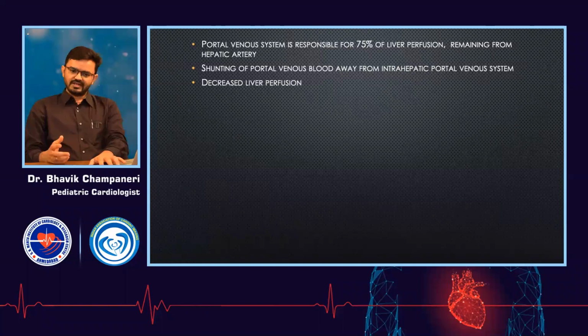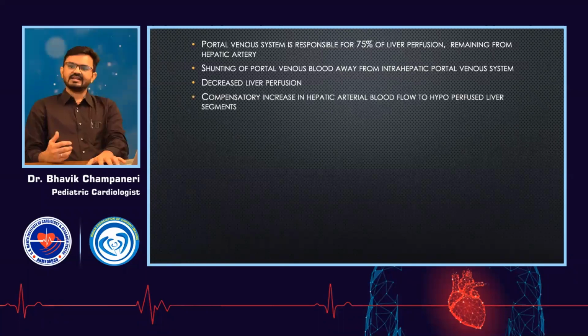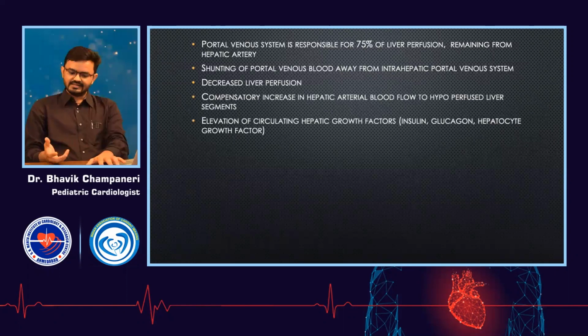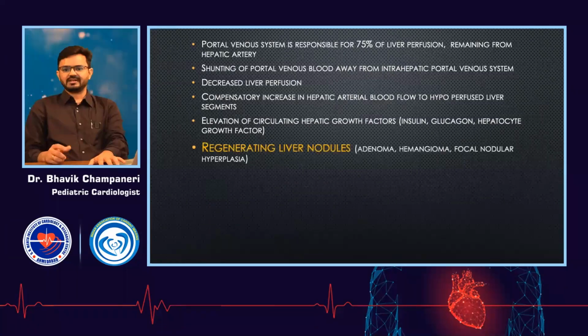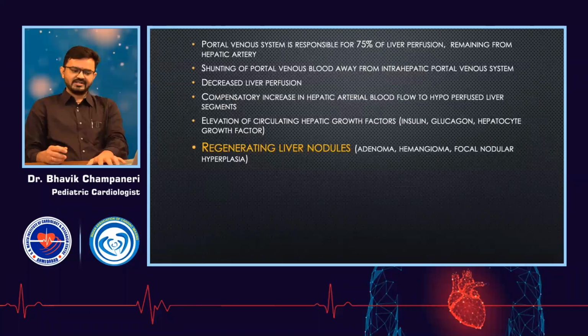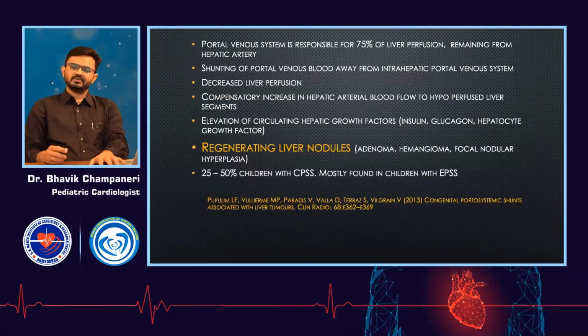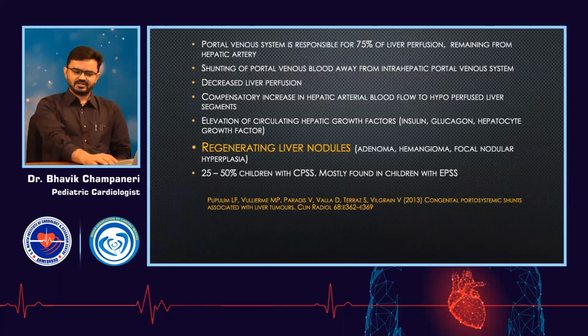What will happen because of that? This hepatic arterial blood is rich in hepatic growth factors like insulin, glucagon, hepatocyte growth factors, etc. This in turn will lead to development of regenerating liver nodules. Most commonly those are adenoma, focal nodular hyperplasia, hemangioma, etc. Regenerating liver nodules are present in nearly 25 to 50% of patients with congenital portosystemic shunts, especially in extrahepatic shunts.